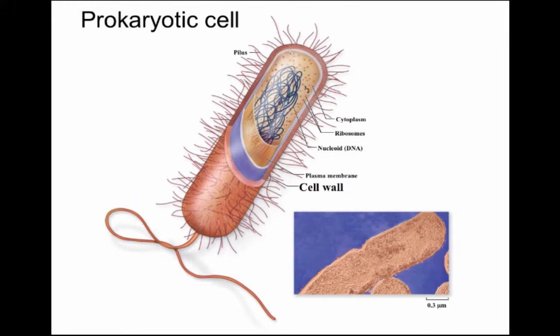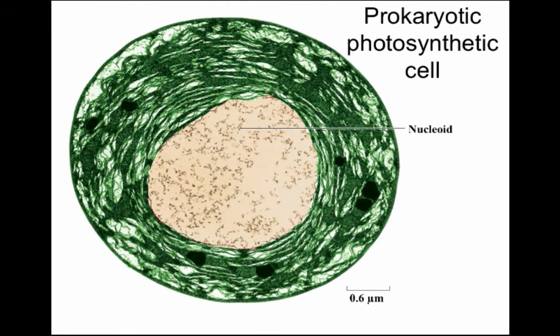There is a cell wall covering the plasma membrane. The cell wall is made of peptidoglycan in bacteria. Archaea cells also have cell walls, but they're not made out of peptidoglycan. Some bacteria cells may have an additional layer of protection called a capsule, and some may use a flagellum for movement.